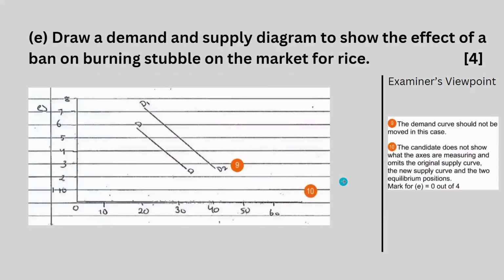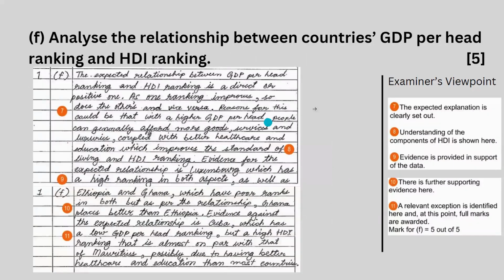If we see this diagram, it's not properly labeled. There's no X's, what measurements are there. In this, the diagram is completely incomplete. Because of that, the candidate has got 0 out of 4. Let's go to the F part.